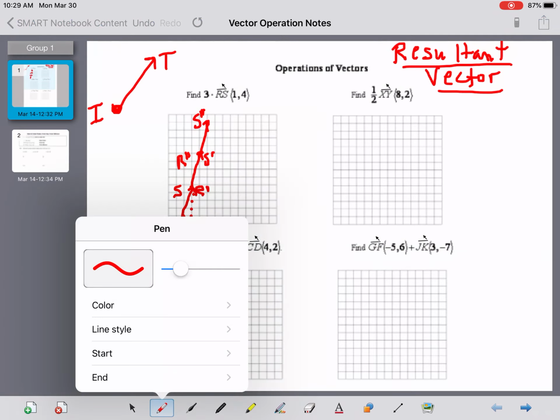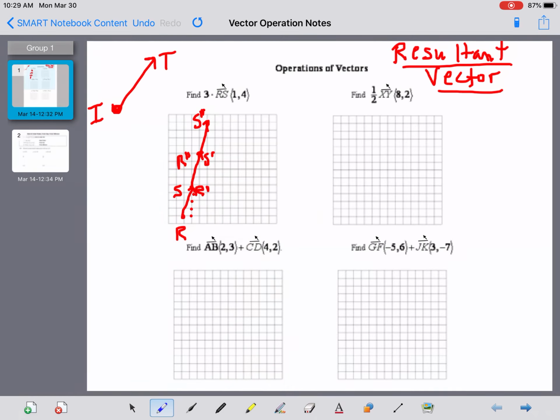Now, when I talk about my resultant vector being my answer, it's super important to realize what that means: from where I started, where did I end? So if I look at this, where I started is over here on R, where I ended is S double prime, and I need to give my answer of what is my vector. Well, that one moved over 1, 2, 3, and I went up 1, 2, 3, 4, 5, 6, 7, 8, 9, 10, 11, 12. So over 3 and up 12 is my resultant vector.